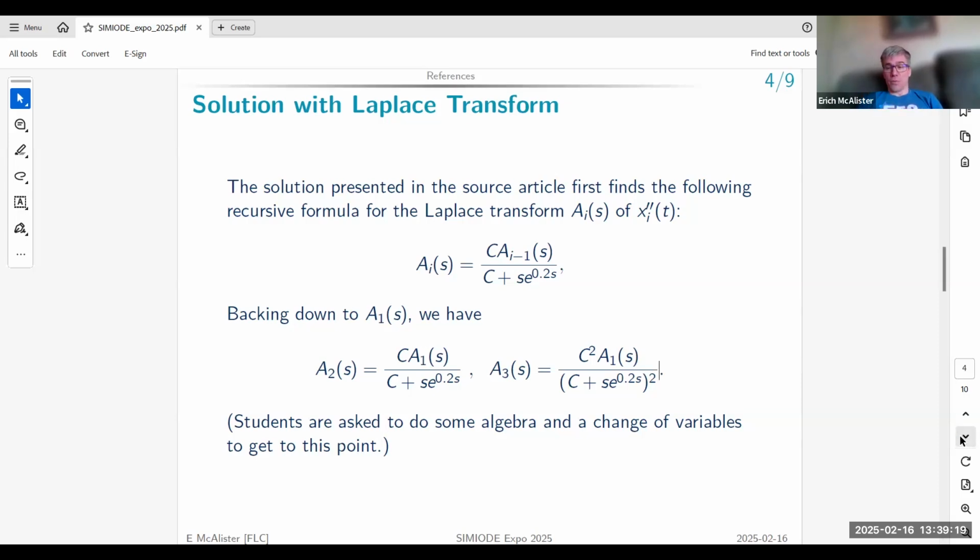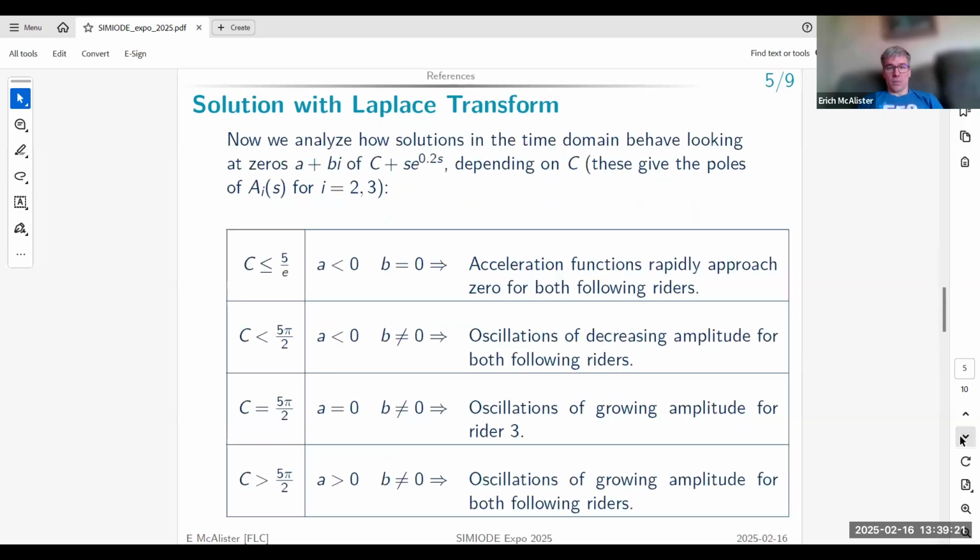The students are presented with the following table, which says this, kind of briefly. If c is less than or equal to 5 over e, the poles of these Laplace transforms have a negative real part and no imaginary part. The thing that I want the students to come away with is to make all of these conclusions based on their knowledge of the Laplace transform. So in that case, acceleration functions approach 0 for both riders.